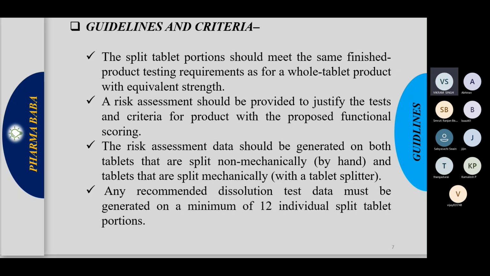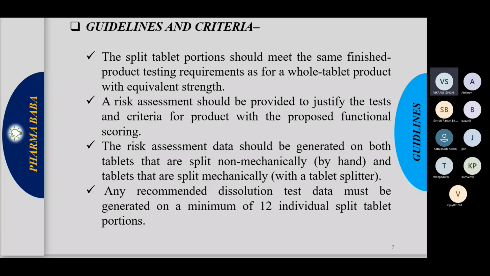Then the risk assessment data should be generated on both tablets that are split non-mechanically and tablets that are split mechanically. It means that during your filing, during your scale-up batches, you should generate data on both. What is a mechanical splitter? Everybody knows it is for splitting tablets. Some splitters come with the dosage form. So you generate data mechanically also and non-mechanically also. Non-mechanical is the worst case, and mechanical is not that much of a worst case, if your splitter is proper, if it is properly angled. Okay. So the agency recommends generating data in both cases.